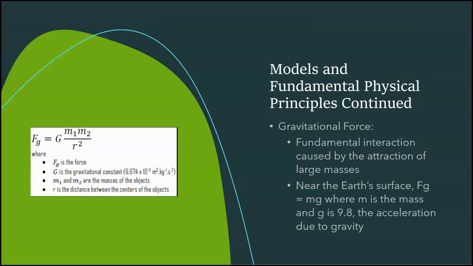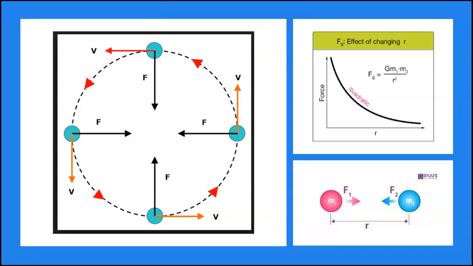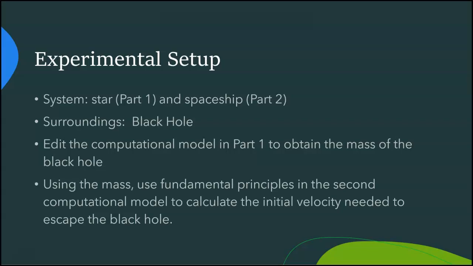In this lab, we'll be studying the gravitational force, a fundamental force interaction caused by the attraction of large masses, which can be calculated by G m1 m2 over r squared, where G is the gravitational constant and r is the distance between these two objects. As seen here, every force has a parallel and a perpendicular component, and the gravitational force is inversely proportional to r squared.